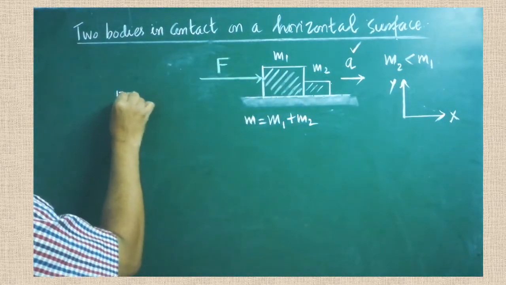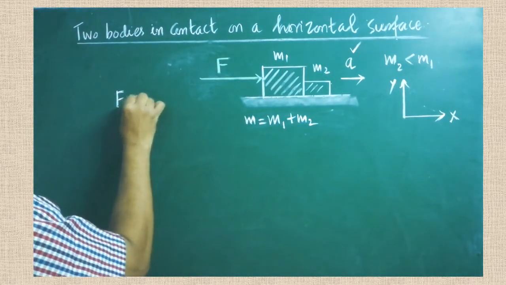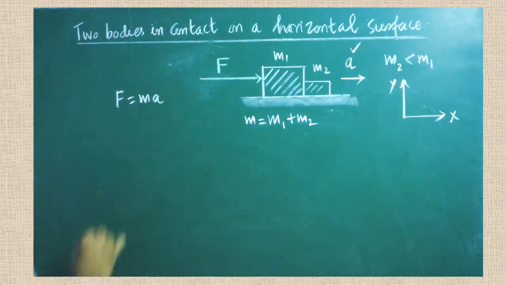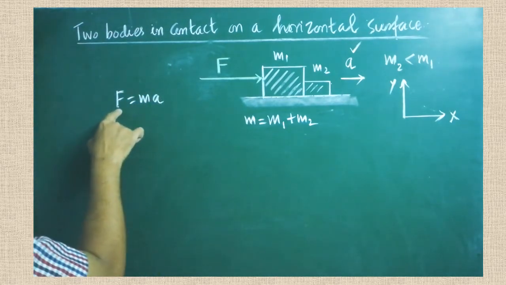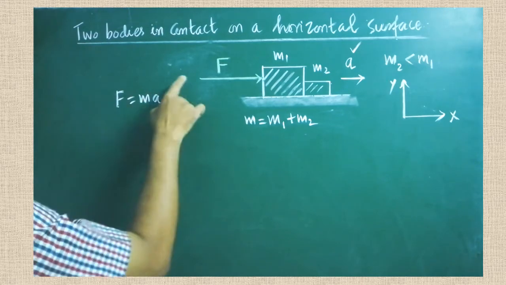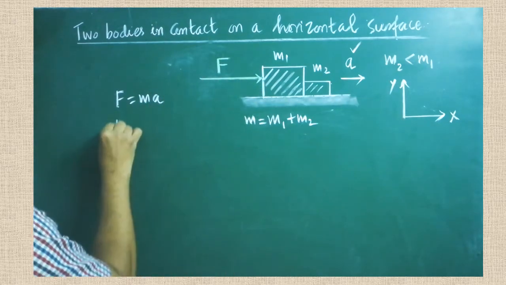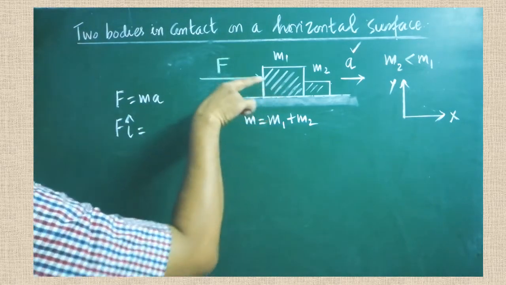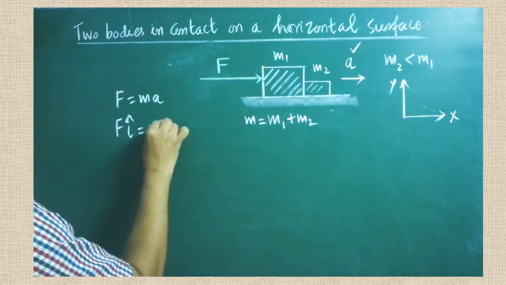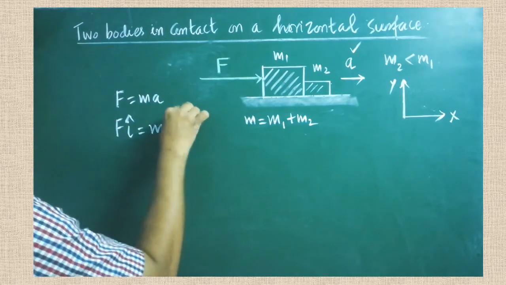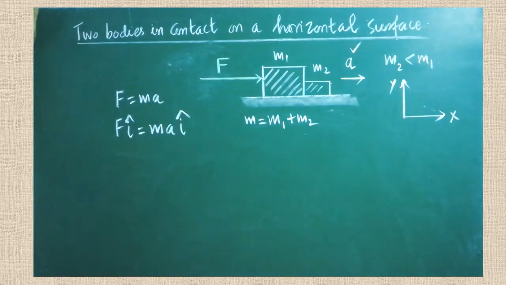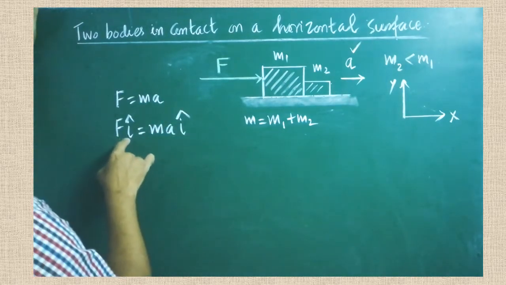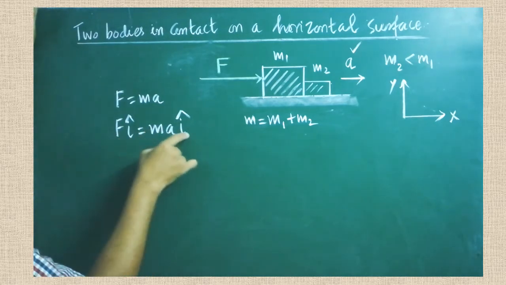Let us take Newton's second law. With the help of Newton's second law, we can write the formula F is equal to ma. Here look at the direction of the force. The direction of the force is acting along the positive x direction, therefore we can write it as F i cap. And acceleration is also acting along the same positive x direction, therefore we can write it as ma i cap. Are you clear?